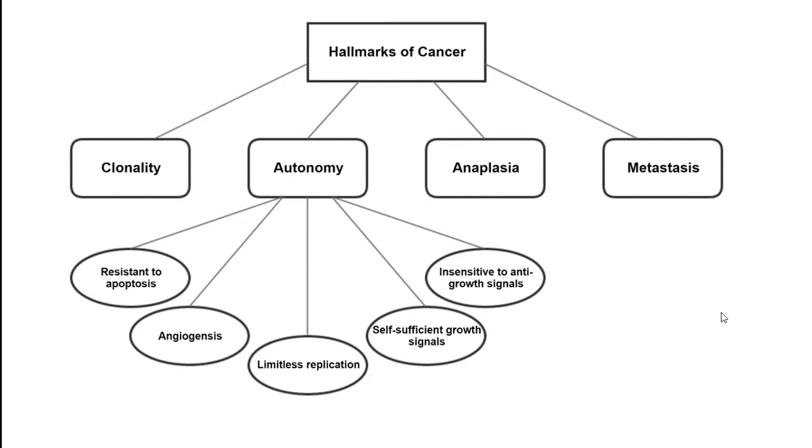The hallmarks of cancer are clonality, autonomy, anaplasia, and metastasis. Autonomy means resistance to apoptosis, angiogenesis, limitless replication, self-sufficient growth signals, and insensitivity to anti-growth signals.